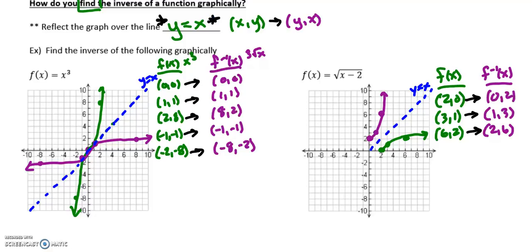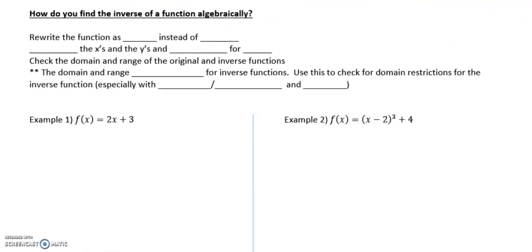So graphically, I want to use the reflection over y equals x and go ahead and get my inverse that way. The problem is I don't always have a nice graph to work with, so we're also going to look here at how do I do this algebraically? How do I get the equation of my inverse? So my steps, I'm going to fill them all in here, that way I don't have to scroll back and forth, but then I'll talk through them as I go.